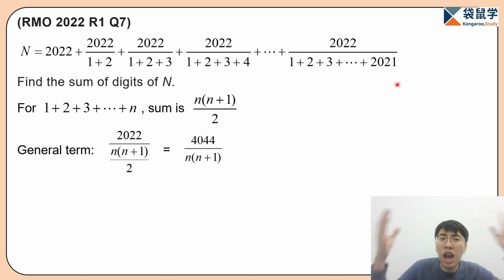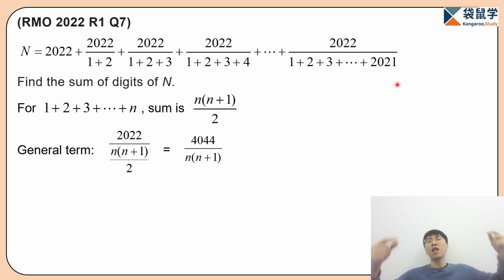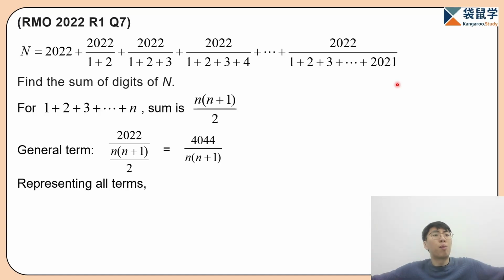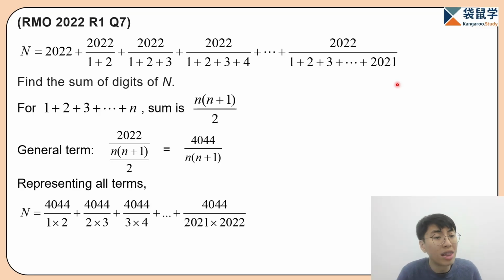And now, since we have the general term, well, I think we all know what can be done next. We can start putting it in terms of this general term for all of them. And if we represent all of it, what do we get? For the first term, it will just be 4044 over 1 times 1 plus 1, which is 1 times 2, and so on for the rest of them.